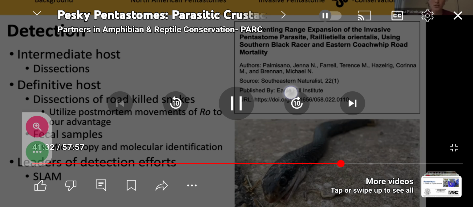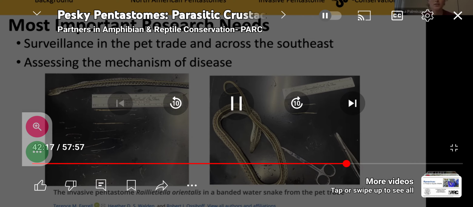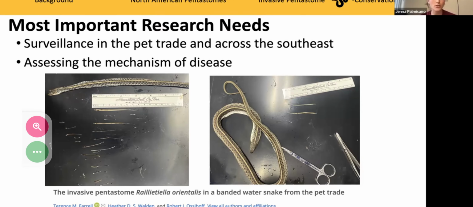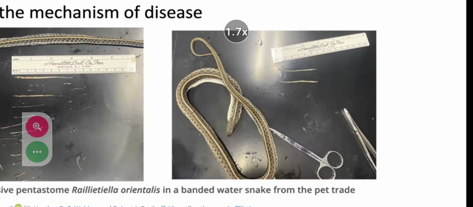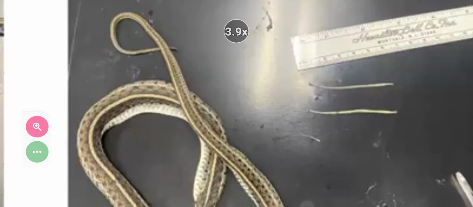Terry and I started Worm Alliance in monitoring disease surveillance in the pet trade and throughout the southeastern US. So Terry and I have found 4 captive infections so far, just opportunistically, 3 of which resulted in mortality just within months, a couple of months of being sold. And 2 of those that resulted in mortality, you can see here.